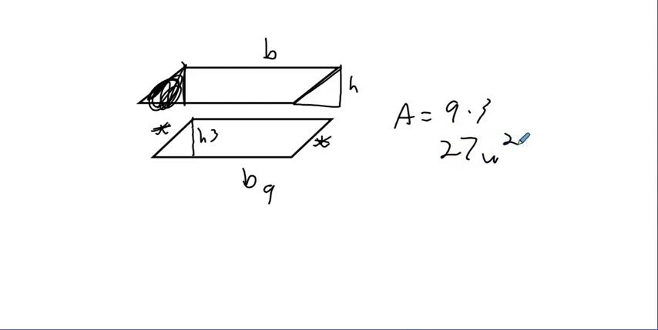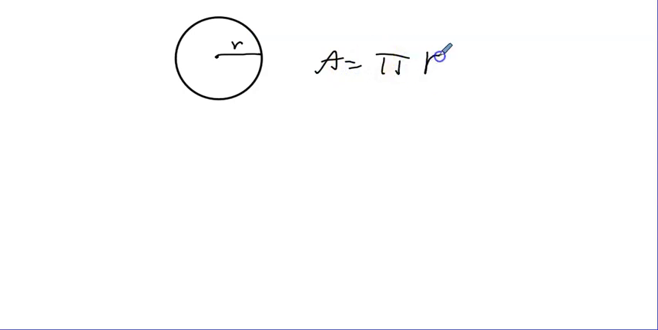And last but not least is the circle. Whoa, that's a big circle. All right, so we have a special line here called the radius. It goes from the center to the outside. Area is pi r squared. So let's say this is 3. Okay? Well, then it would be pi 3 squared.